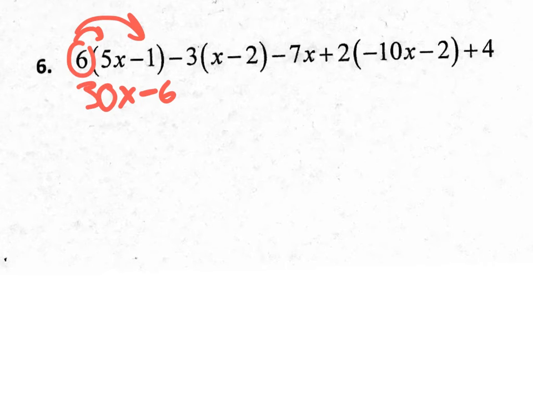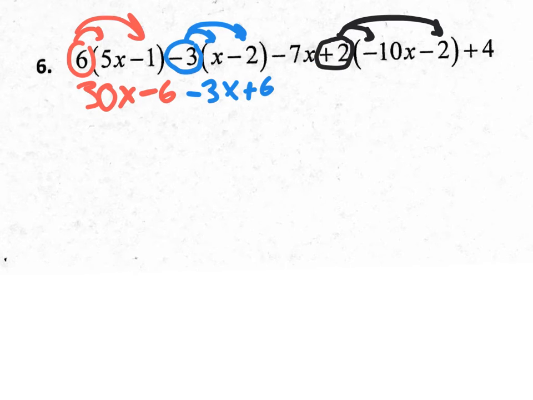If I distribute the 6, that's what I get, 30x minus 6. Distribute that negative 3, and we will get negative 3x plus 6. And the negative 7x I'm not going to mess with right now, but I am going to distribute the positive 2. And if I distribute that positive 2, I will get negative 20x minus 4. Now let me bring down the rest. The minus 7x came down, and also the 4 came down.